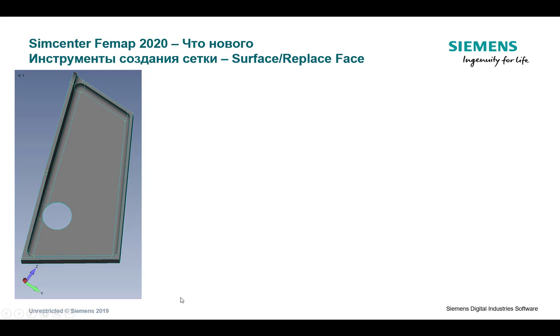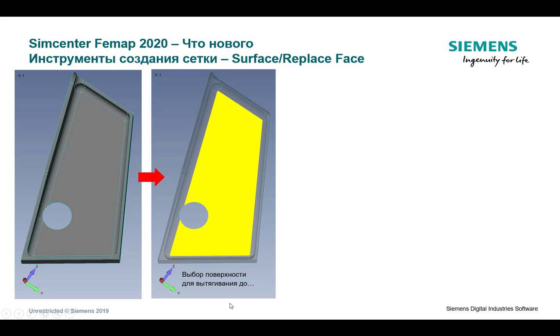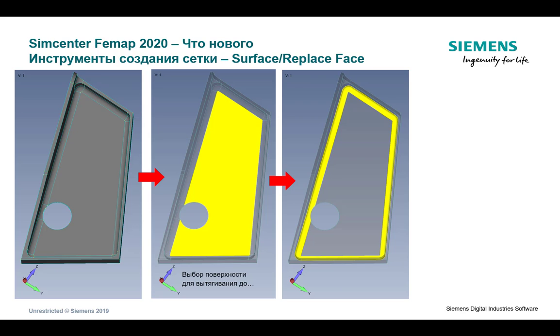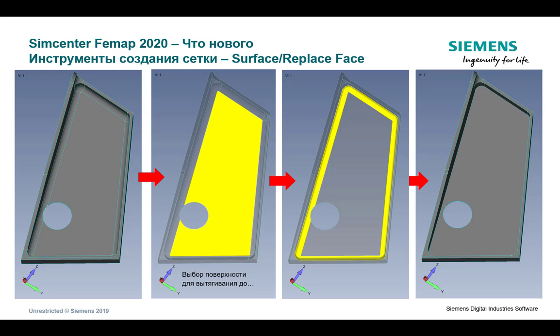So what we have here is the original geometry. You select a surface to extend to, or destination surface, as I like to call it. Then you choose which surfaces to extend to that surface. And in this case, you'll see that those surfaces were essentially extended or replaced by the destination face, thereby removing the blends.